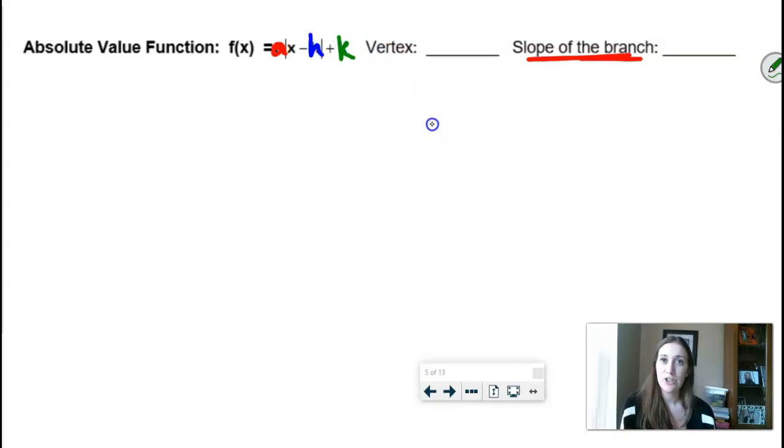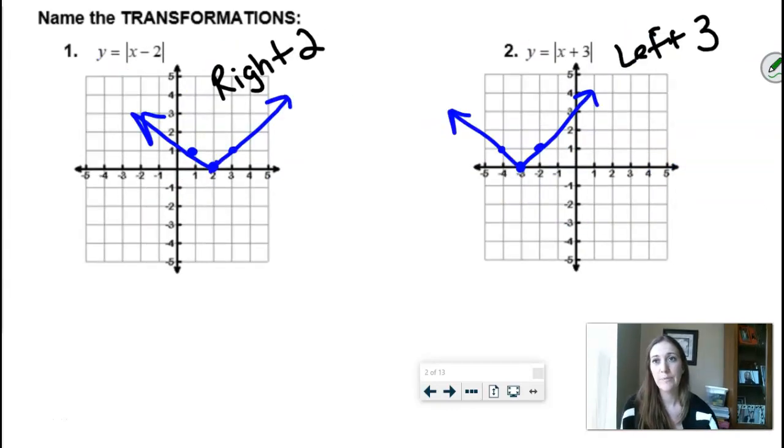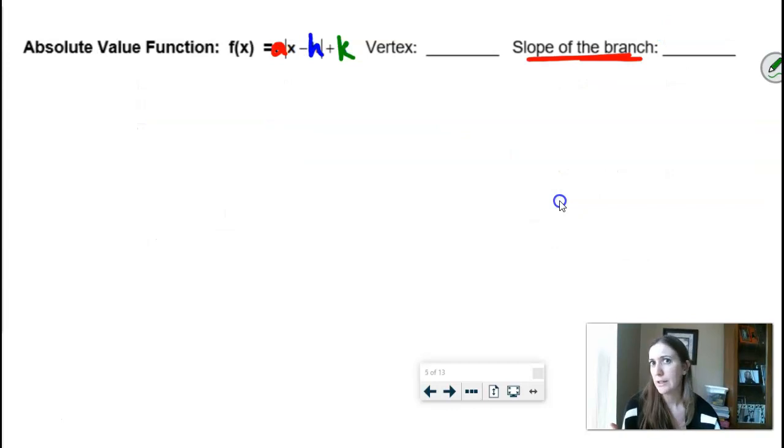So the h is referred to as a horizontal transformation in any function. So it's how it's shifted right and left. And if you notice, in the examples we did earlier, x minus 2 went right 2, and x plus 3 went left 3. And for a lot of us, we think that seems backwards and weird. But here's why it seems backwards and weird. There is a built-in negative in that absolute value bar. So when you see x minus 2, that really is a positive 2 because that negative was part of the formula.